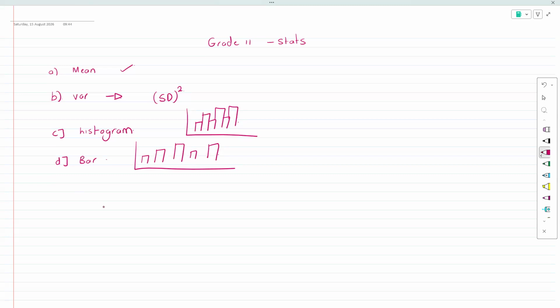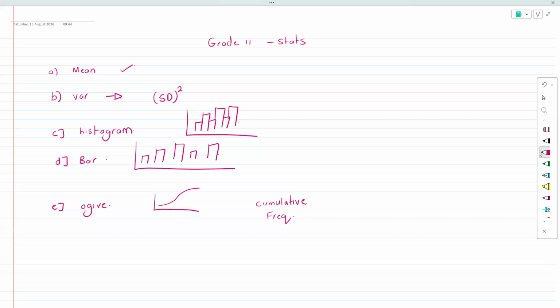The next one is an ogive curve. We need to know what an ogive curve is. An ogive curve is when you plot the cumulative frequency. We're going to learn later on about what cumulative frequency is, but it's when you plot the cumulative frequency. And the ogive curve always ends up looking something like a mini S. It's not a perfect S, but it is an S.